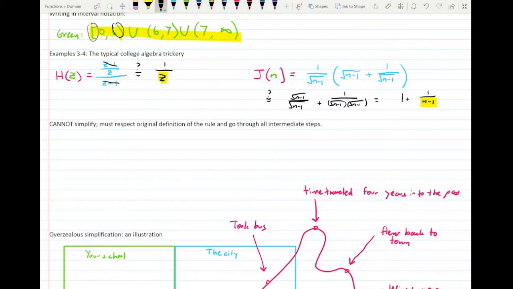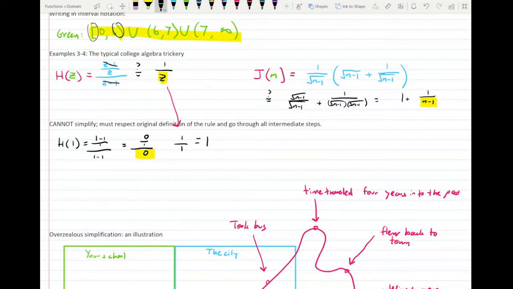You can see this if I try and plug in z equals 1 into the original rule of h of z. We get h of 1 is equal to 1 minus 1 over 1 all over 1 minus 1, which equals 0 over 1 all over 0. And that breaks. Meanwhile, 1 over 1 from up here is just equal to 1, right? These two are clearly not equal for this particular case.